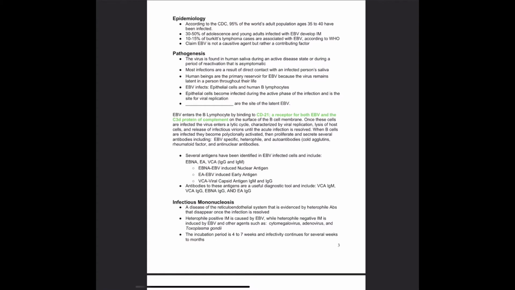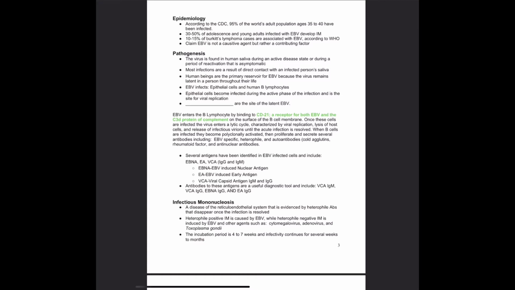When B cells are infected, they become polyclonally activated, then proliferate and secrete several antibodies, including EBV-specific, heterophile, and autoantibodies. Several antigens have been identified in EBV-infected cells, and these include EBNA, EA, and VCA. EBNA is the induced nuclear antigen, EA is induced early antigen, and VCA is viral capsid antigen, which includes IgM and IgG.